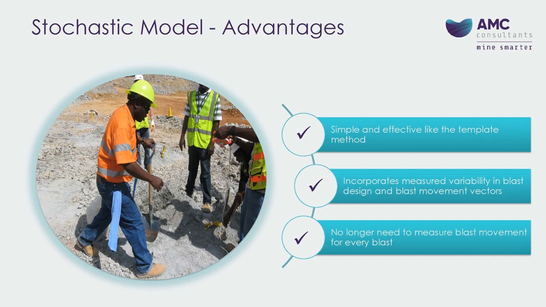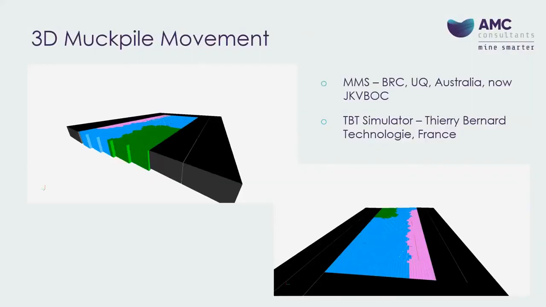Okay, and finally, modeling blast movement, the holy grail: the 3D blast movement model. Everything discussed so far in this talk has been measuring movement in 2 dimensions, typically the mid-bench elevation of a blast, or in some cases you can measure in flitches. The 3D model enables not just horizontal movement, but vertical movement and a better understanding of the movement mechanisms.